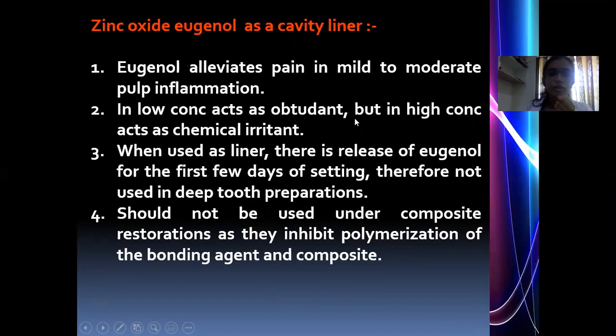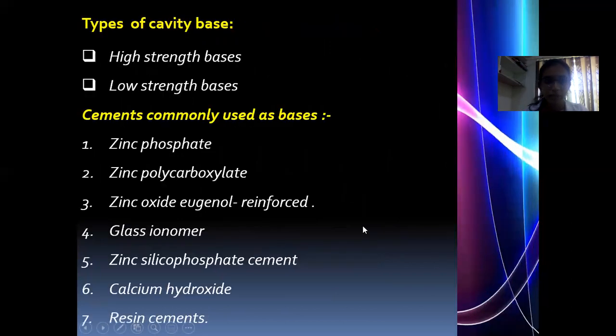Zinc oxide eugenol as a cavity liner. Zinc oxide eugenol alleviates pain in mild to moderate pulp inflammation. In low concentration, it acts as an obtundent, but in high concentration, it acts as a chemical irritant. When used as a liner, there is a release of eugenol for the first few days of setting, and therefore it is not used in a deep cavity preparation. It should not be used under composite restoration as it inhibits the polymerization of the bonding agent and the composite.